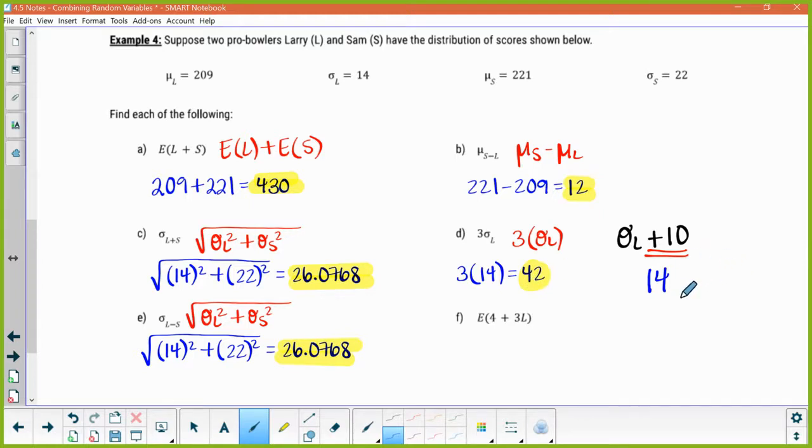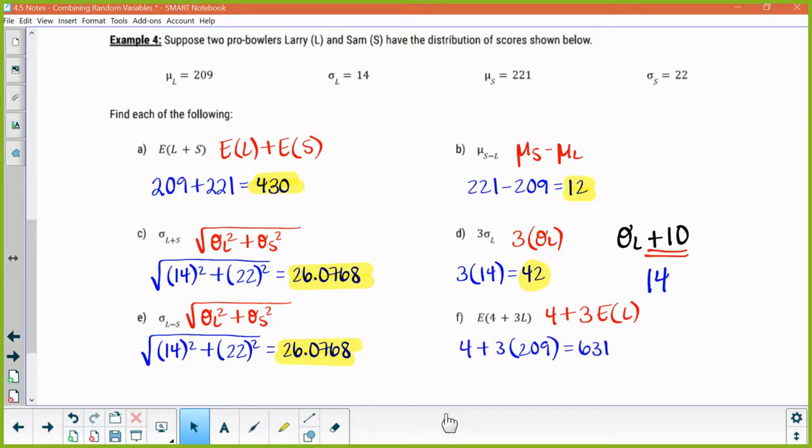And then we are increasing our data set by 4 plus 3L. Because both addition and multiplication affect your expected value, we're just going to apply both of these transformations to Larry's average, and that's going to give us 631.